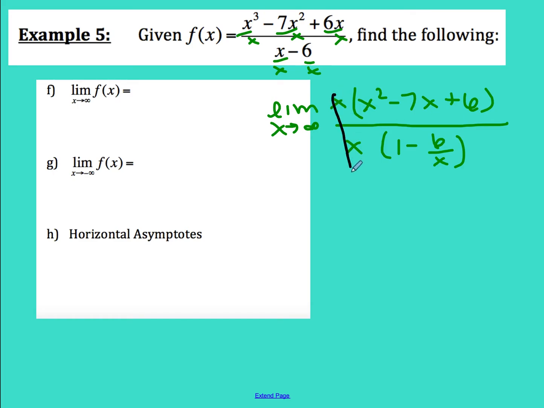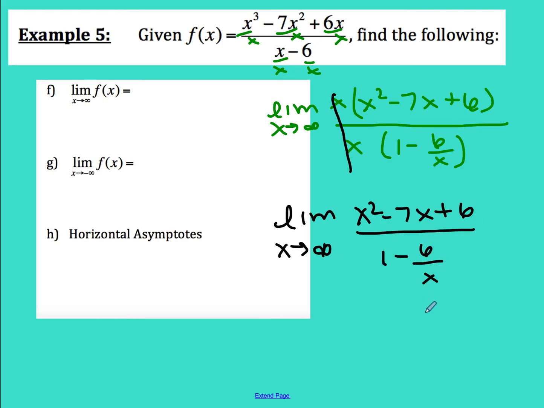Now the x's that I factored out would cancel. And I would have my limit as x approaches infinity. I have x squared minus 7x plus 6 all over 1 minus 6 over x. This piece right here, it's a constant over an infinity, or an x to some power. This would approach 0. This right here, though, this would be infinity squared minus 7 times infinity plus 6. That would still remain to be infinity. So my numerator would be infinity over the number 1. So this one would be infinity.